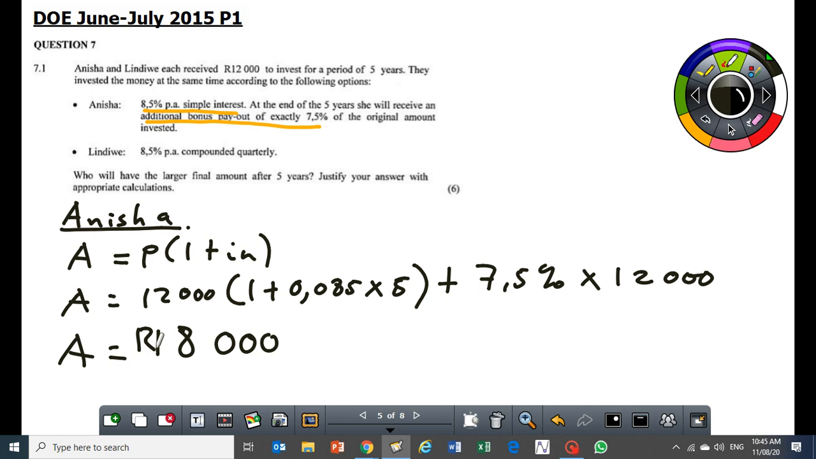You all got 18,000. Yes. Alright. Then the next one, it's 8.5% compounded quarterly. Now we have to use what? The compound interest formula. It's very important to know which formula to use for a specific question.